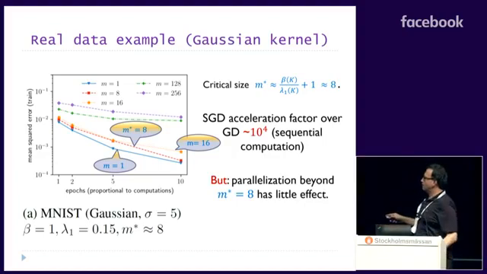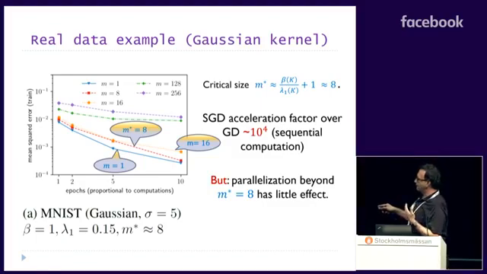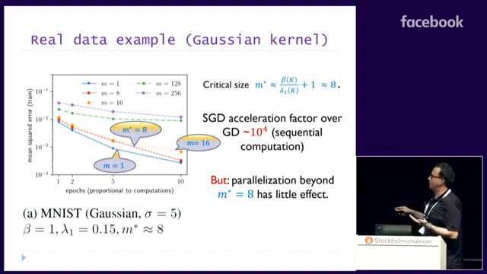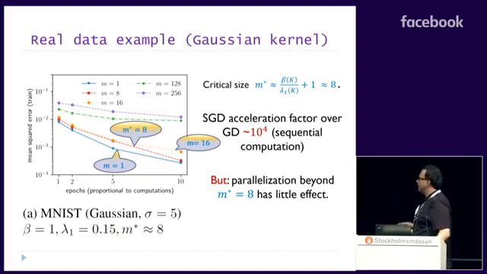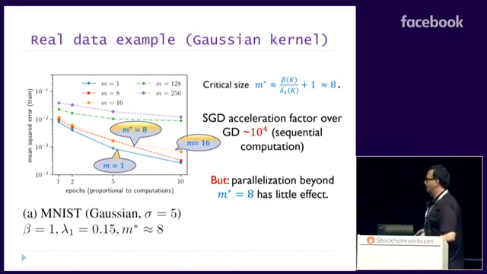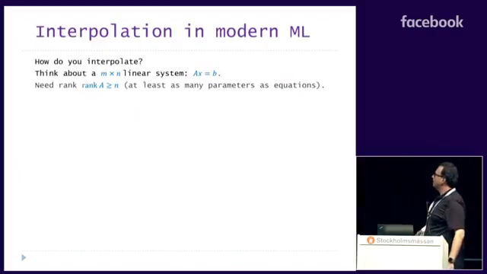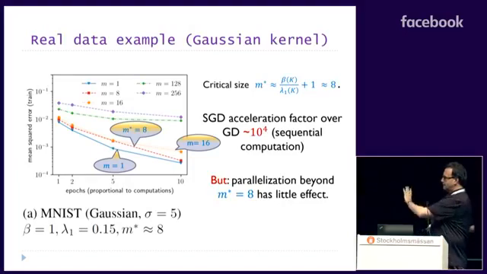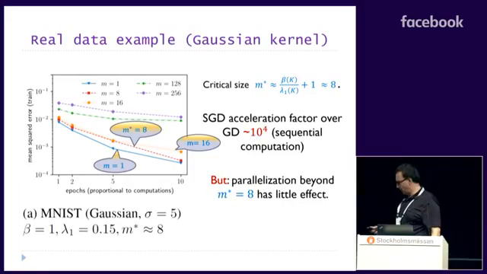So you see that per computation, you are really getting very good results from these small values up to m star. Or slightly more than m star, it's still okay. But interestingly enough, parallelization beyond m star equals 8 will have very little effect. So 8 is basically how much you can parallelize that. Okay, so that's the example, and it follows pretty closely what we would expect from theory.